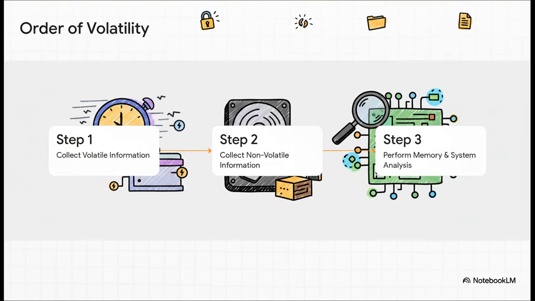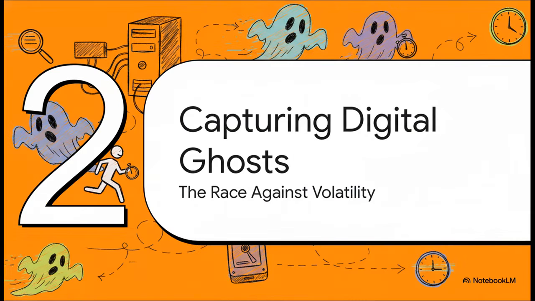It's actually a pretty simple idea. You start with the most fragile evidence first, the stuff that only exists in the computer's active memory. Then, once that's secure, you move on to the more permanent data that's saved on the hard drive. It's literally a race to capture these digital whispers before they fade into nothing. So let's jump right into that first, most urgent step. We're talking about capturing the digital ghosts, that race against volatile data.